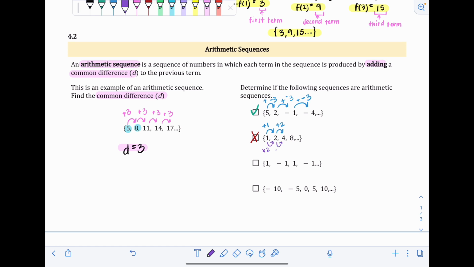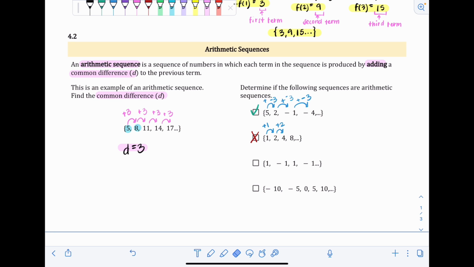And then from 2 to 4, you're multiplying by 2 again. And then from 4 to 8. But arithmetic is strictly an addition type of sequence, and that can show up as something that looks like addition or subtraction if you add a negative, but it's not multiplication or division.